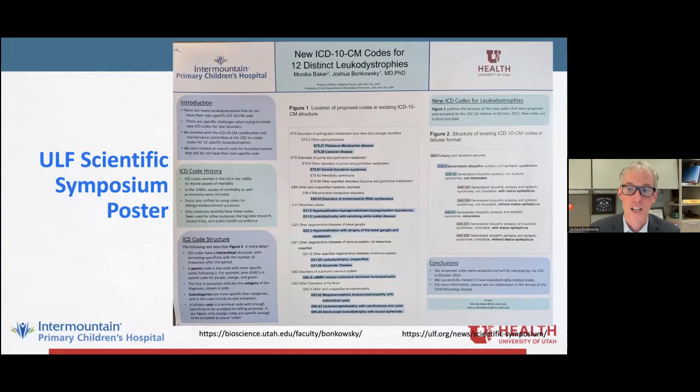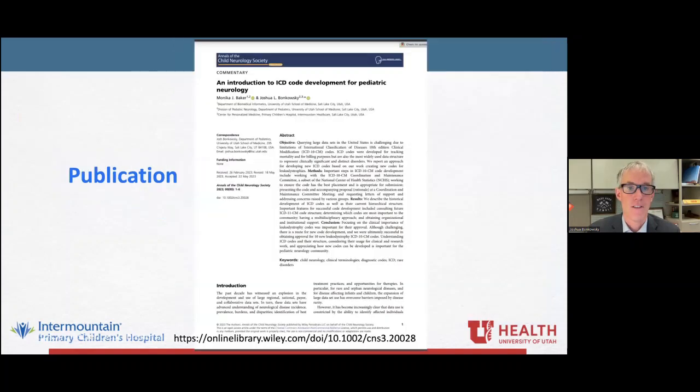So this work's now been presented by Monica at the ULF this past June, and she had a very nice poster there that you can see here. We're also happy to share it around. And then there's also a publication, which I think you can access online, where we describe the process that I'm explaining today in written form, as well as talk about the new codes.